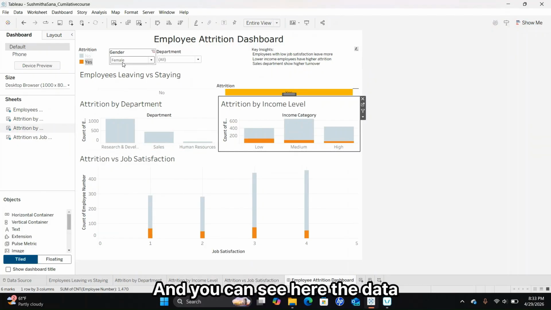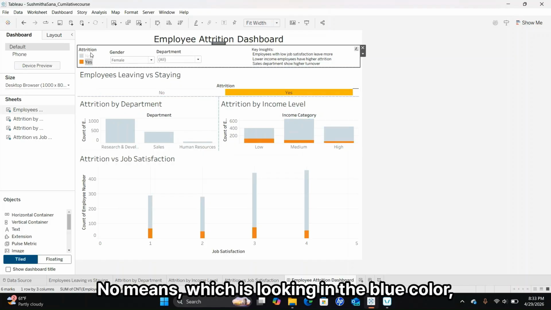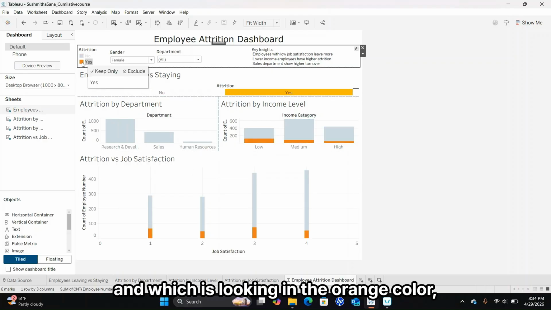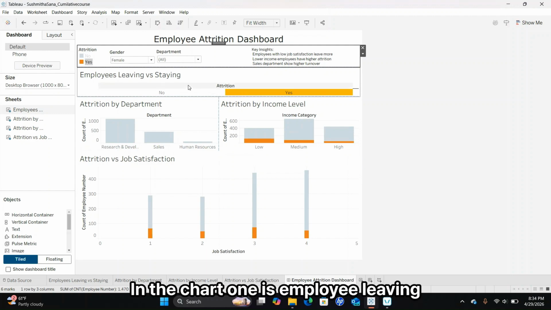And you can see here the data in two different groups, no and yes. No, which is in blue, represents the employees staying, and yes, which is in orange, tells how many employees have been leaving this company. And chart one is employee leaving versus staying.